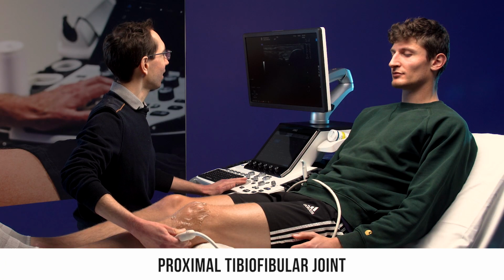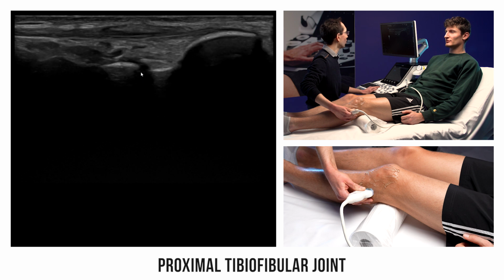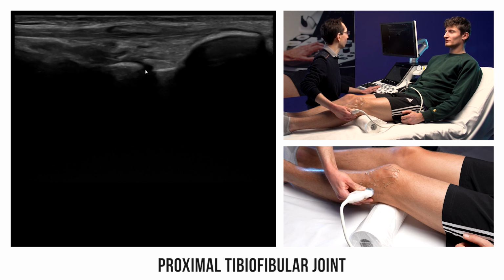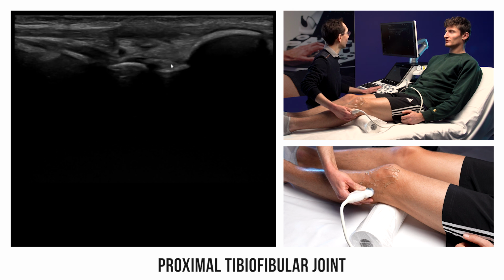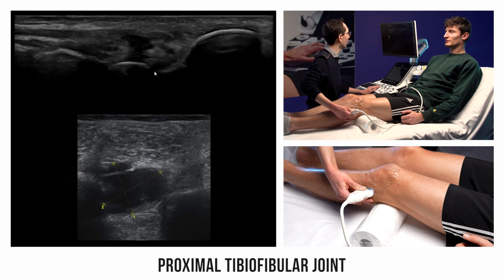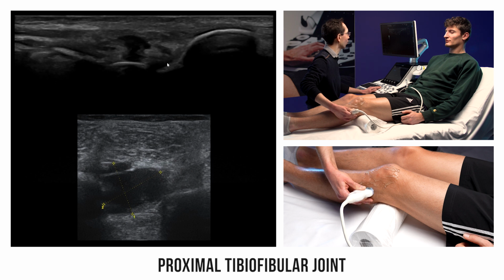The proximal tibiofibular joint will be the last structure to analyze. We can examine it using either the anterior or posterior approach. We are looking mainly for signs of arthropathy or even effusion that can sometimes fuel synovial cysts, which can compress the neighboring structures.